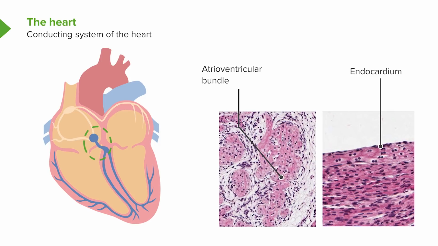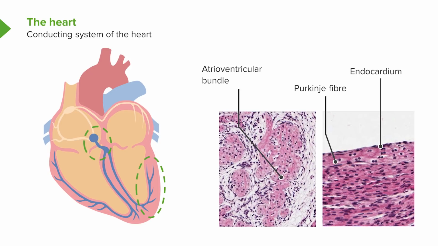And directly under the endocardium, if you look very carefully, often you find evidence of these conducting fibres called Purkinje fibres. Now, the atrioventricular bundle is just a large bundle of Purkinje fibres. Those Purkinje fibres then branch out and head down through the myocardium, generally very closely associated with the subendocardial layer. And that's where you can locate them histologically.